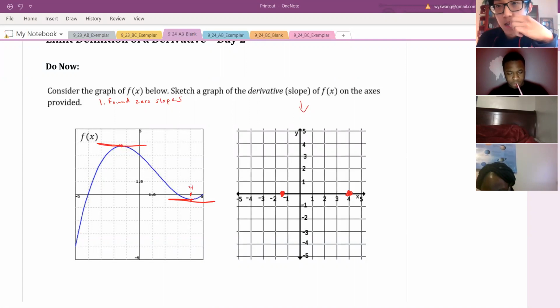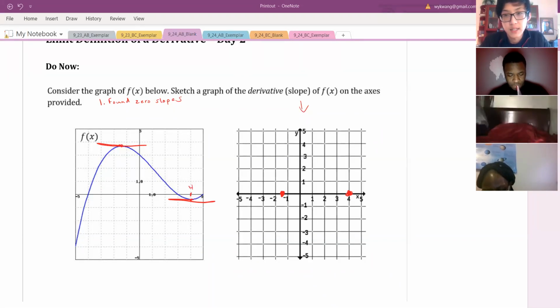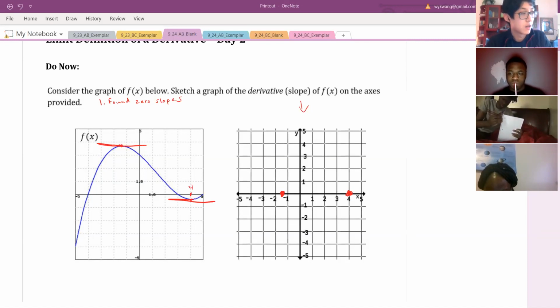Okay, I'm going to call on one more person. How about Ashley? Ashley, could you come off mute, please? Yes. Cool. So we found the zero slopes and we marked them down on our derivative graph. But what would you say our next step should be? I'm not really sure. Gotcha. Okay, did you look at the do now directions? Yeah. So if you're looking at it right now, in my hint, I said, remember to find the zero slopes first. And what's the next thing I said?